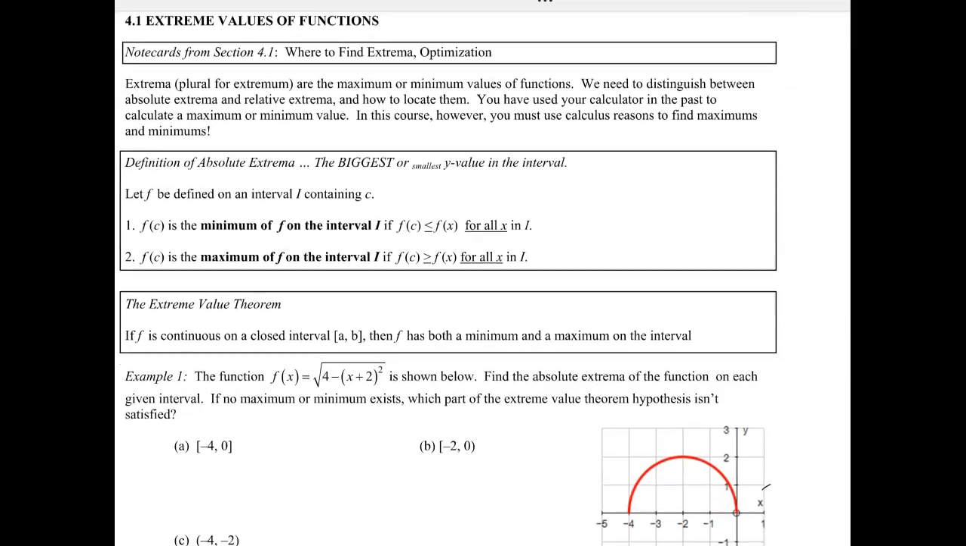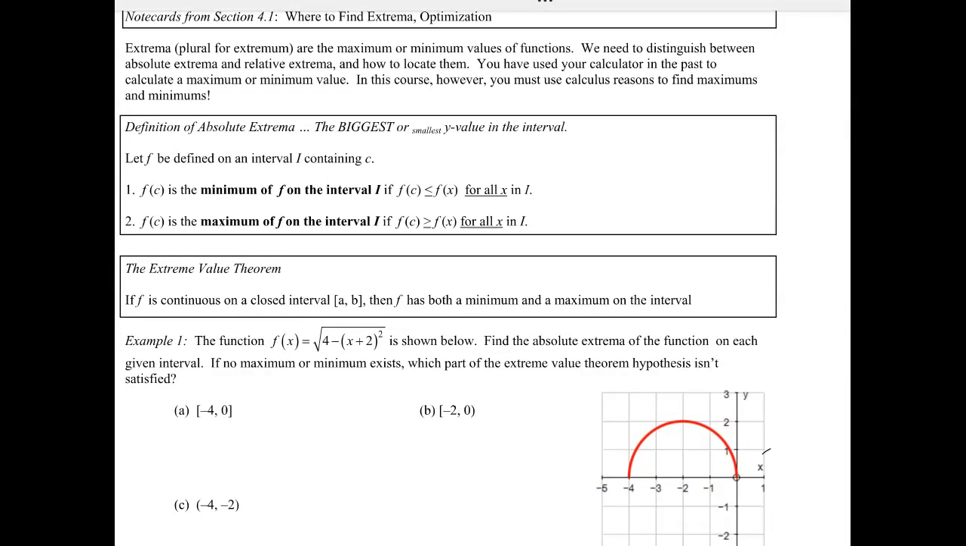Alright. The definition of absolute extrema is just the absolute biggest or the absolute smallest y value on the interval. So let f be defined on the interval I containing c. So f of c is just a fancy way of saying, hey, the y value. It's the minimum of f on the interval I if f of c is less than or equal to f of x for all x on I. Similarly, f of c is the maximum of f on the interval if f of c is greater than or equal to f of x for all x in the interval I.